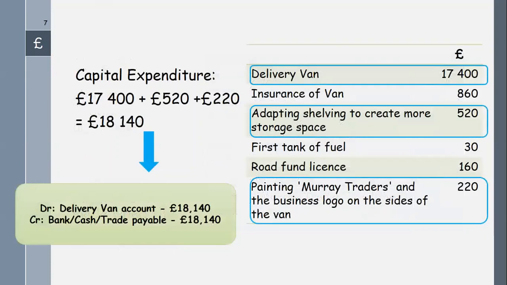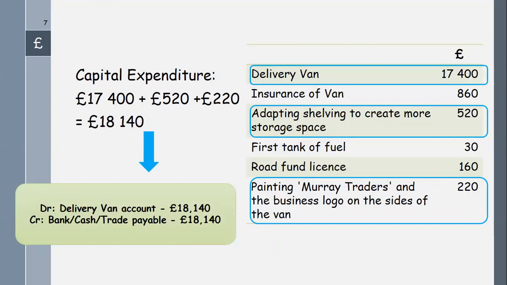The capital expenditure will obviously be the delivery van, so buying the asset itself. Adapting the shelving units to create more storage space, that's an improvement, so that would be capital expenditure. And painting Murray Traders and the business logo on the sides of the van, again, that's an improvement. Sorry, the second one, you could class that as installation as well, I guess. So you would add those 3 costs together and get 18,140, and that would be your capital expenditure.